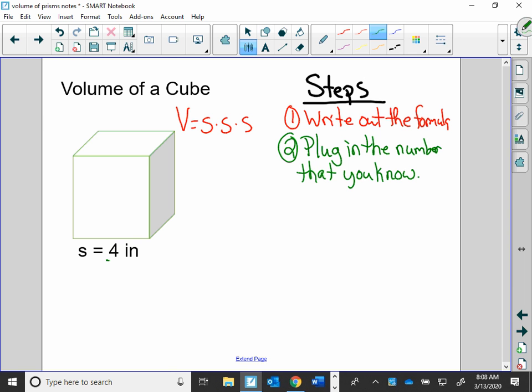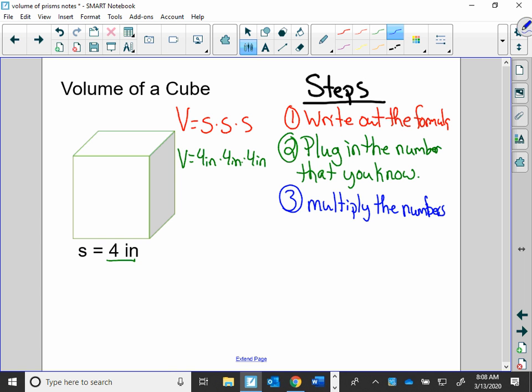For here, we have side is 4 inches. So we would go volume is equal to 4 inches times 4 inches times 4 inches. Our third step is to multiply the numbers and solve.